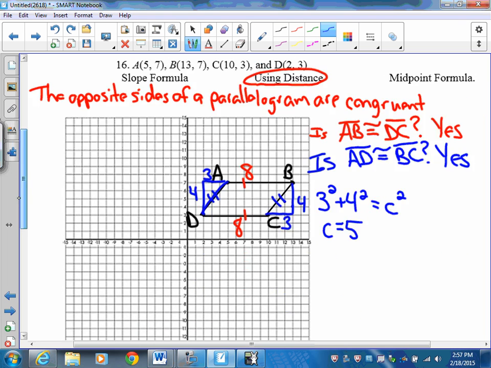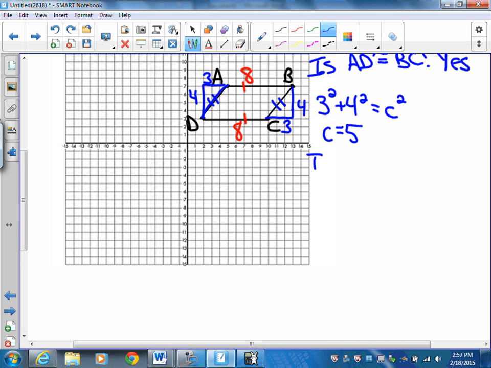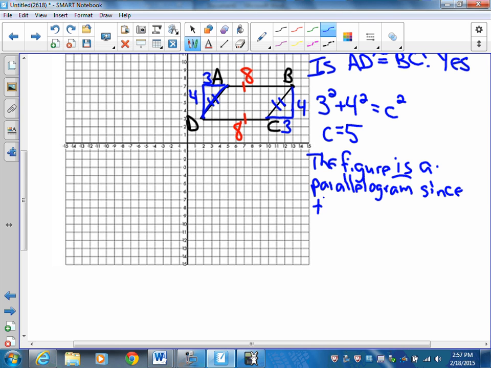We can do that. We can say the figure is a parallelogram since the opposite sides are congruent. So there's our explanation.